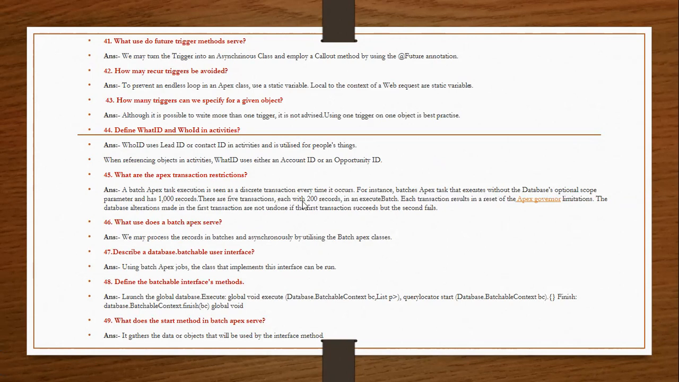Therefore, the transactions, each of 20 records in the execute batch, each transaction's result is subject to the rest of the Apex governor limitations. The database alterations made in the first transaction are not undone if the second transaction fails, but is a second phase.